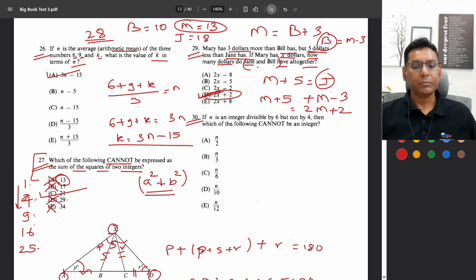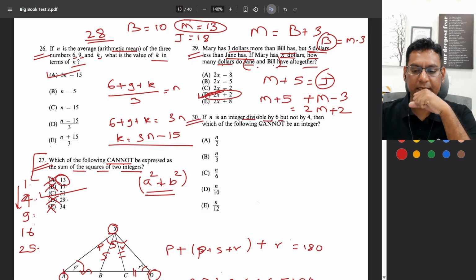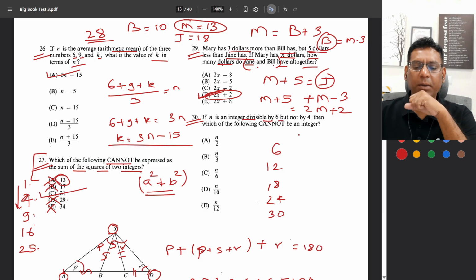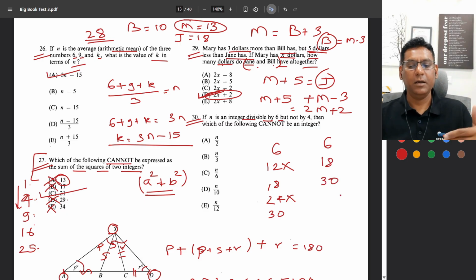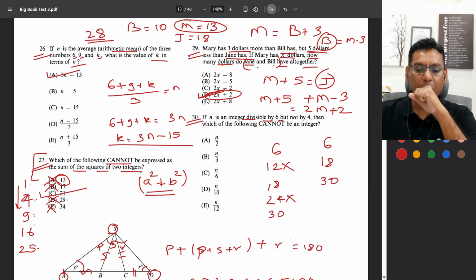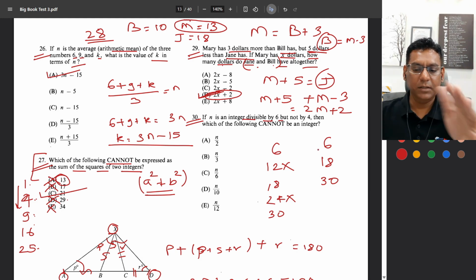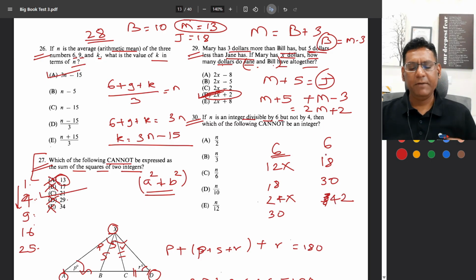Last question. If n is an integer divisible by 6, that means it would be something like 18, 30, but not by 4. I don't want it to be divisible by 4, so those are ruled out. So it will be 6, 18, 30, like that. In the table of 6, alternate numbers, starting from 6. So it will be 36. No, it will not be 36, it will be 42. Anyway, I think we have enough numbers.